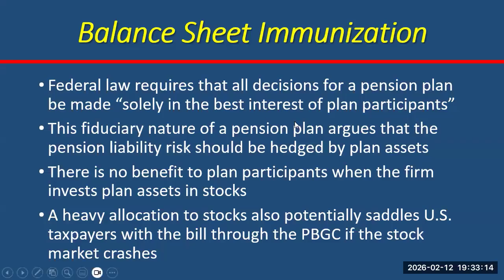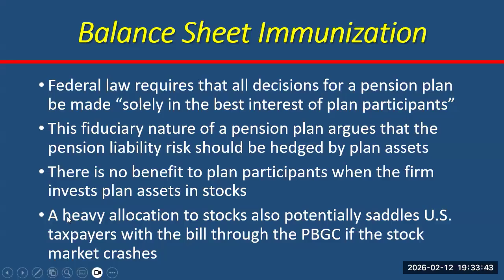the fiduciary nature of pension plan, I think, argues that it should use balance sheet immunization. I think it's just obvious to me. And we talked about that last class because anything else you do, stock market, none of that benefit when it works goes to the participant. When it messes up, it harms the participant. I don't see how you can argue that that's in the participant's best interest. So I believe they should be hedging the plan assets.